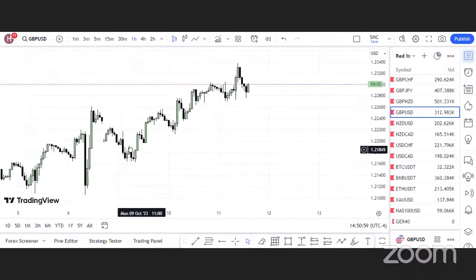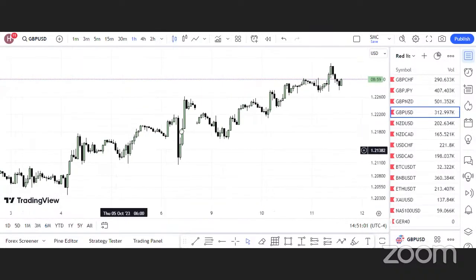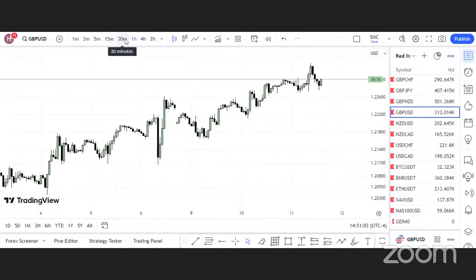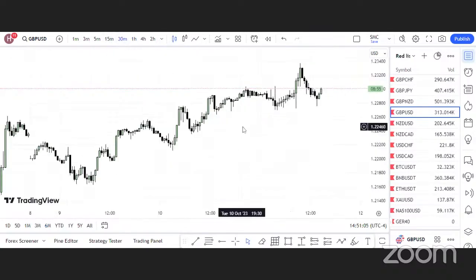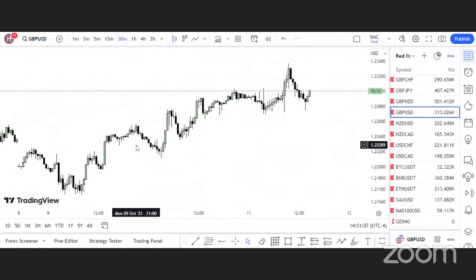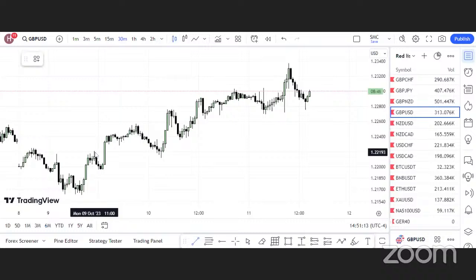Now look at the market. You see the market is going up. It's breaking structure to the upside. So let's use this current one. What is happening here? The market is going up, and while it's going up, it is breaking structures to the upside. You see? It broke structure here. It broke another structure here.